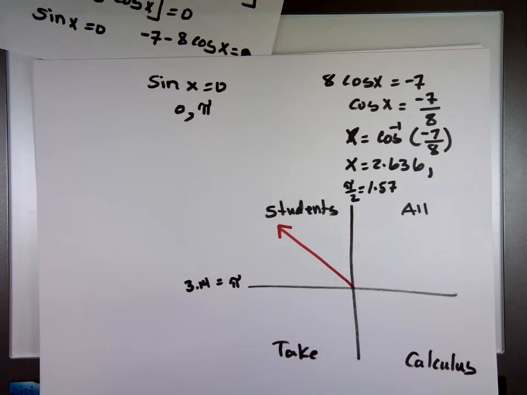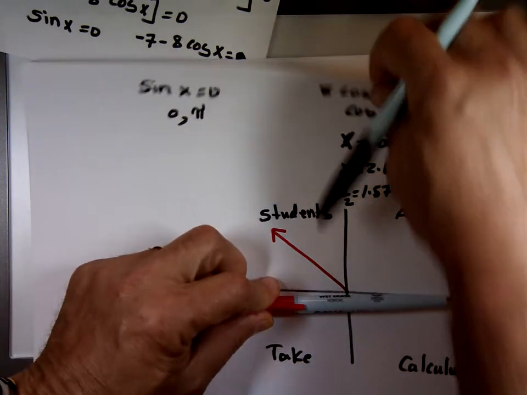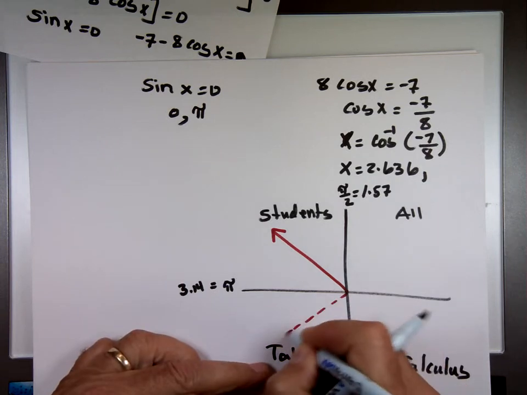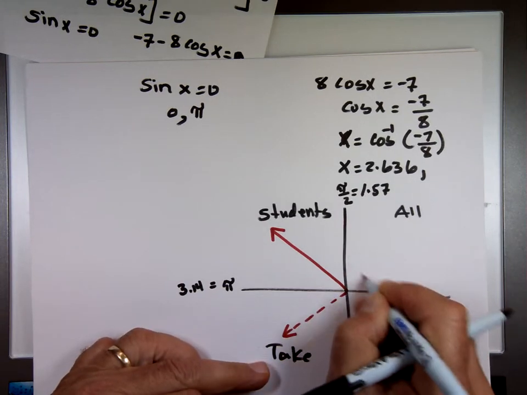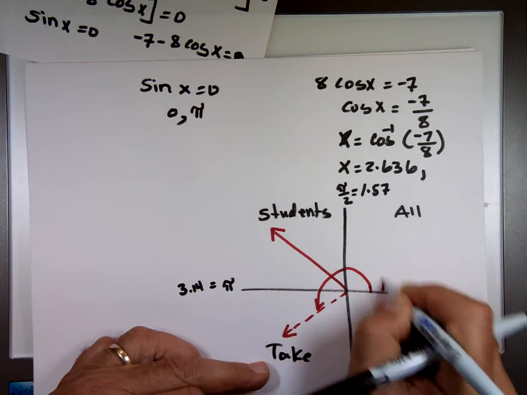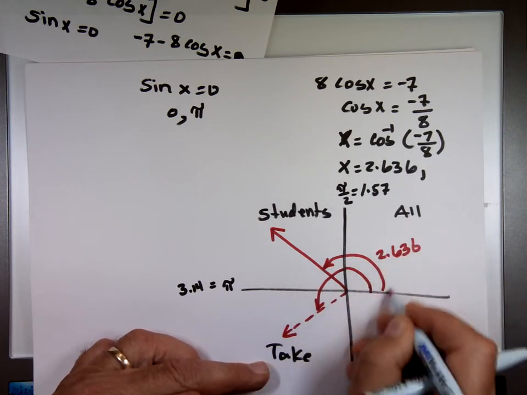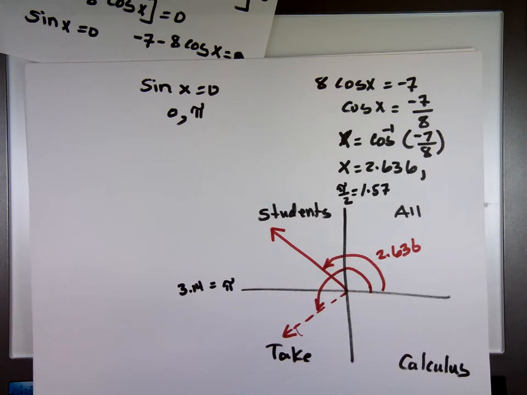We have another angle we need to find. And that angle, if you take that paper and fold it now along the x-axis, we have another one right here. And what is that angle? The first piece here was 2.636. What is that piece? Pi plus that number?